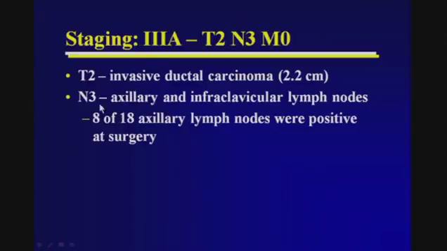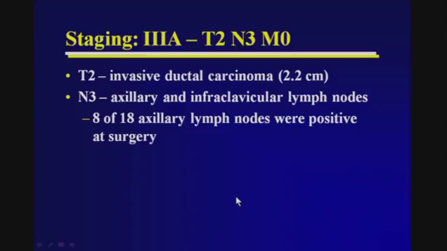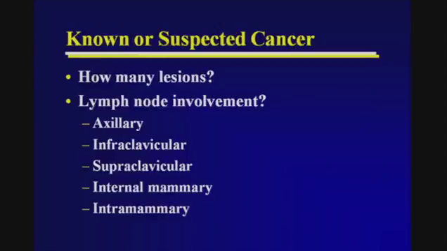So when we look at this case, this was stage 3A. It was T2 because there was a 2.2 cm invasive ductal carcinoma. And it was N3 as there was axillary and infraclavicular lymph node involvement. 8 of 18 axillary lymph nodes were positive, and this left infraclavicular lymph node was positive as well, making it N3 disease.